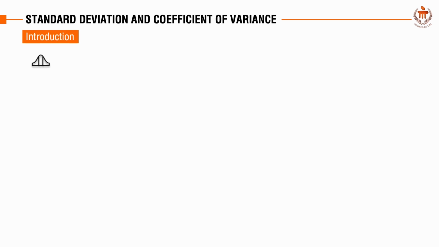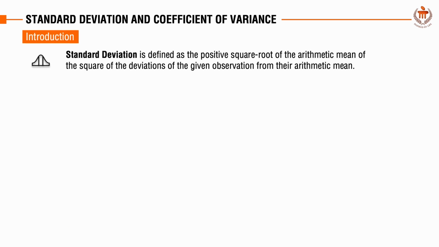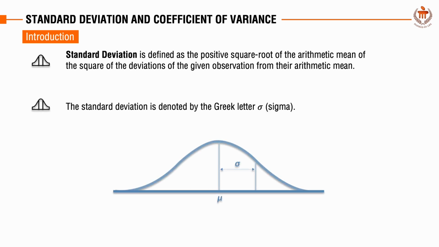Now, introducing this topic called standard deviation. Standard deviation is defined as the positive square root of the arithmetic mean of the squares of the deviations of the given observations from the arithmetic mean. Basically, we denote standard deviation by the Greek letter sigma. Whenever we are analyzing the risk on any instrument, we measure the risk most probably by using standard deviation, where we assume the condition of normality.